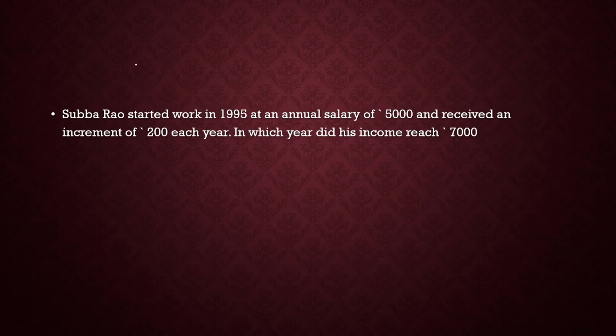Next question. Shiva Rao started work in 1995 at an annual salary of rupees 5,000 and received an increment of rupees 200 each year. In which year did her income reach 7,000? Very simple question. They have given you the first salary as 5,000 and the common difference here, because it's incrementing each year, it's increasing, so it's plus 200.